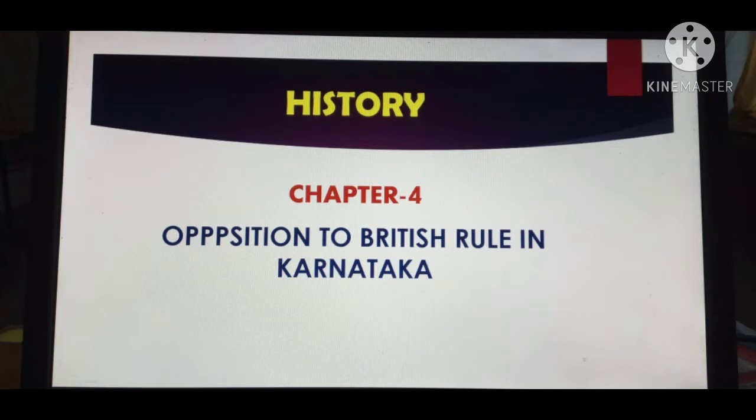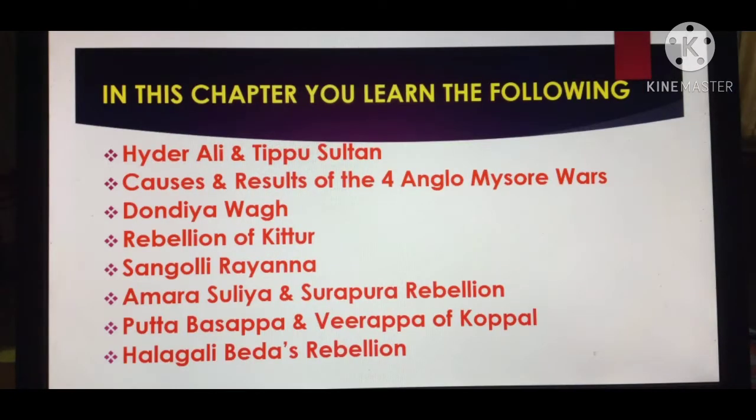So today we will take up the fourth chapter in history, and that is opposition to British rule in Karnataka. In this chapter, the important points that we are going to learn are the early days of Hyder Ali and Tipu Sultan, causes and results of the four Anglo Mysore Wars, and that is First Anglo Mysore War, Second Anglo Mysore War, Third and Fourth Anglo Mysore Wars.